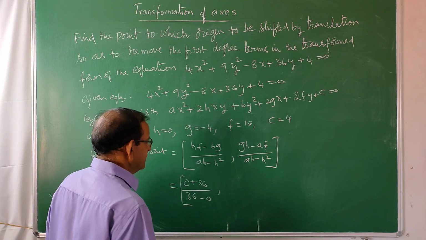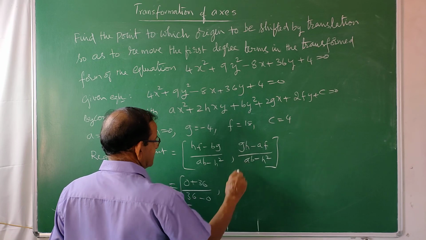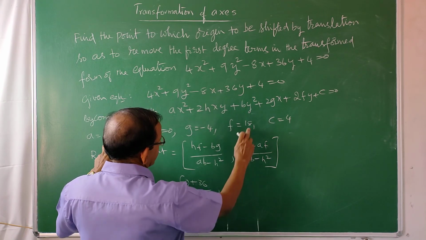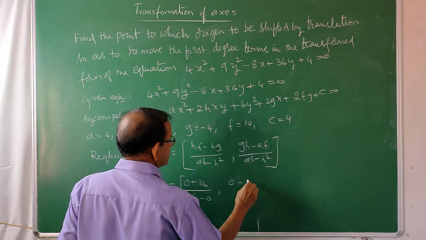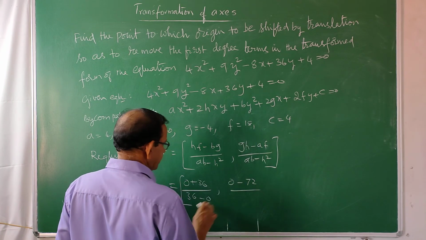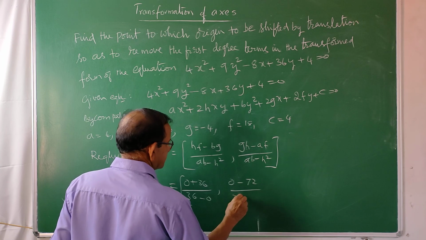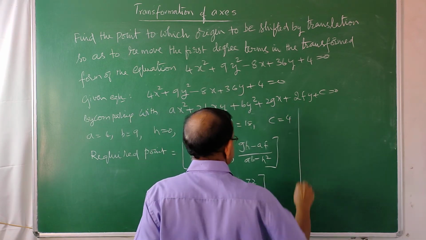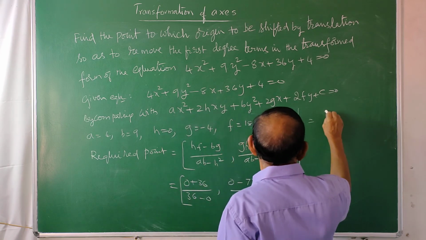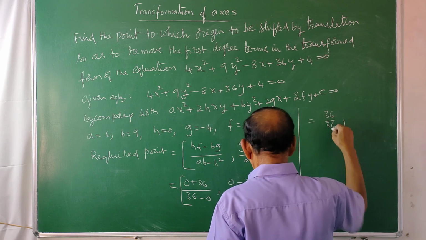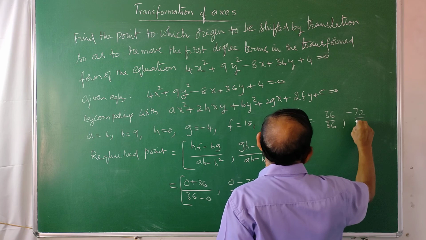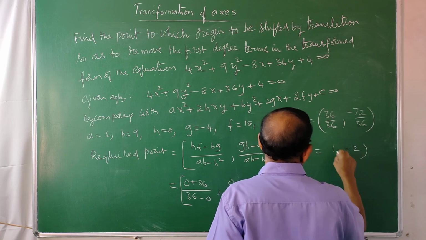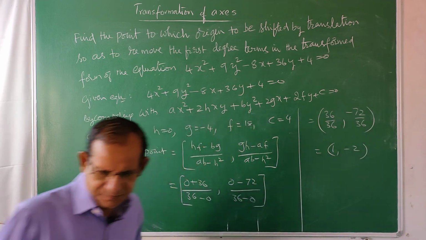Now the y coordinate. gh, because h is 0, gh is 0. a into f. a is 4, f is 18. So that is 72. Minus 72 by the same denominator, that is 36 minus 0. So this is equal to 36 by 36 and minus 72 by 36. So that is equal to 1 comma minus 2.